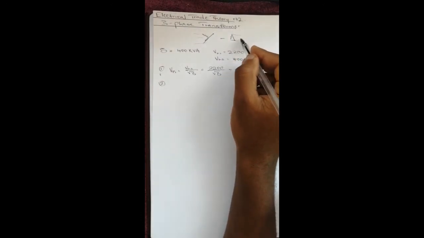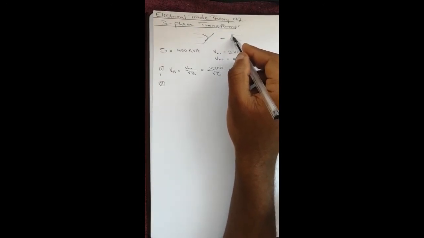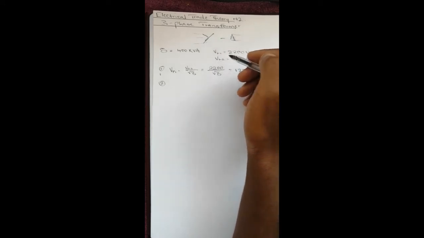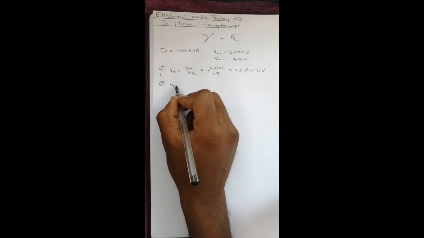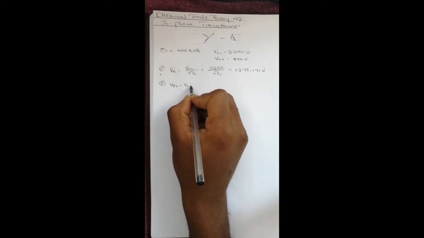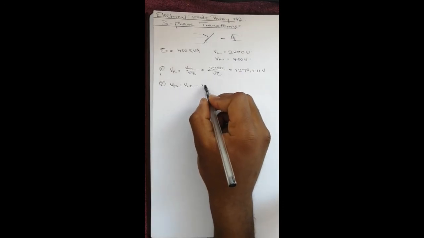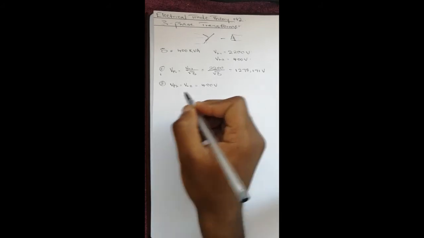Number 2 says the secondary phase voltage. This is delta, and we know that V line is across a winding, and V phase is across that very same single winding. So V phase 2 equals V line 2, which equals 400 volts.